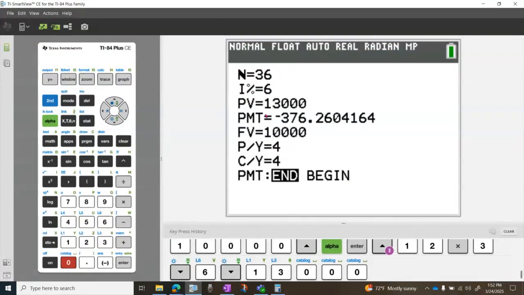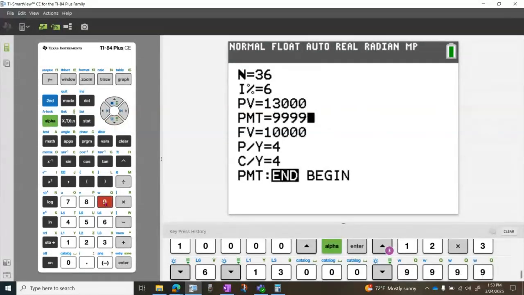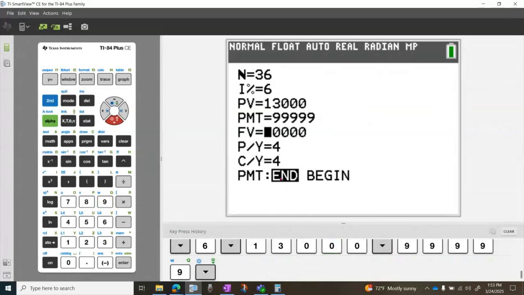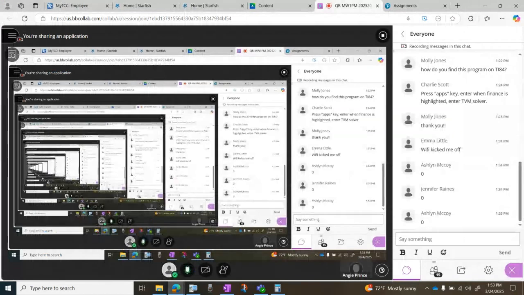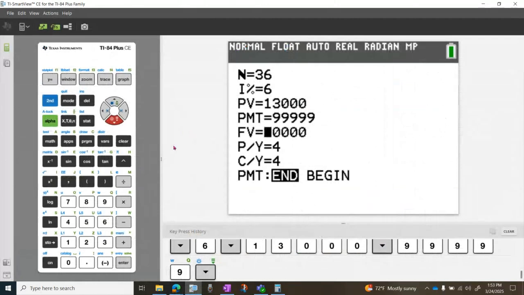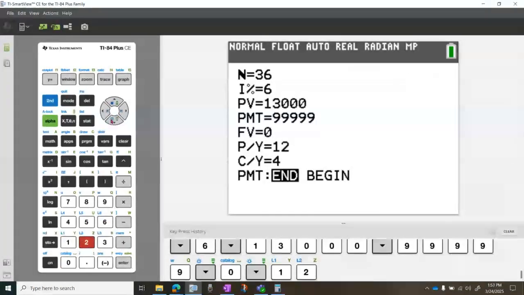All right, PV is not 0. PV is 0 for an annuity. PV is the loan amount in the case of a loan problem. Payment is what we're trying to figure out. Anybody can tell me what's the future value for the loan? Thank you, Ashley. Exactly, 0. Awesome. For a loan, future value is 0. For an annuity, present value is 0. Just remember those. P/Y is 12, C/Y is 12.